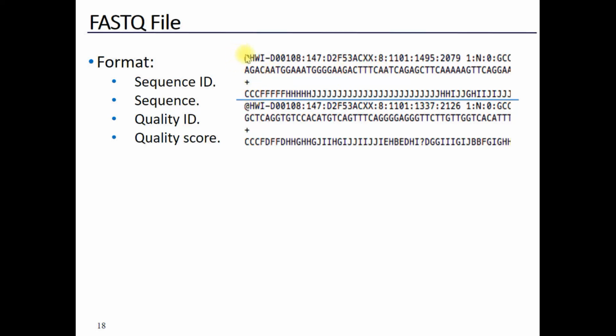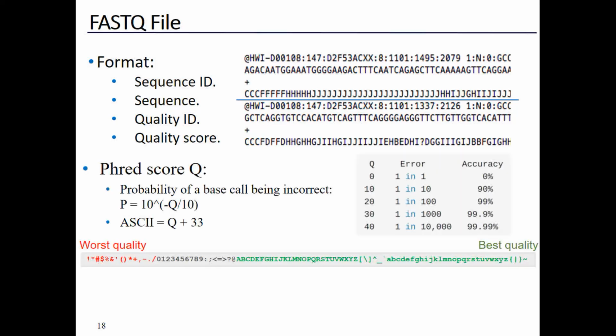And the third line used to be the same as the first line, and now it's just simplified to be a plus sign, and its quality ID. And the last line is a quality score. So if you have 100 million reads, then you will have 400 million lines in your file. And if you have paired-end reads, you will have 2 files. The first file is ending with 1, is the read 1, and the second file name is ending with 2, is the read 2. And each read in each file is in their corresponding position.